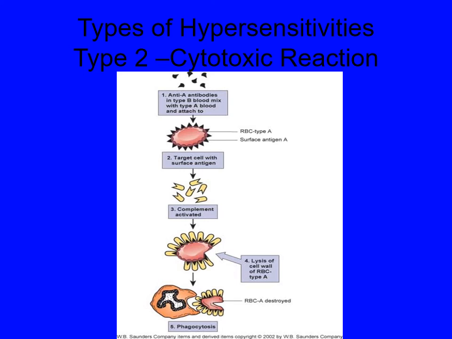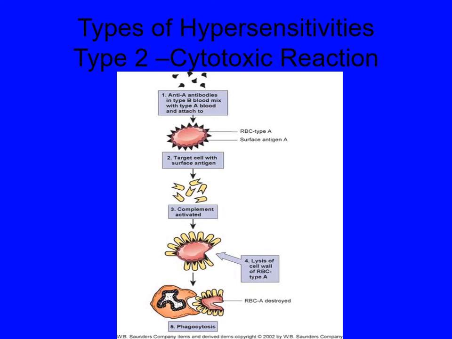Now, type 2 hypersensitivities. This is called the cytotoxic reaction. And usually this involves ABO blood transfusion incompatibilities. And the chemical substances involved, type 1 was IgE. This could be IgG or IgM, and this also draws in complement.